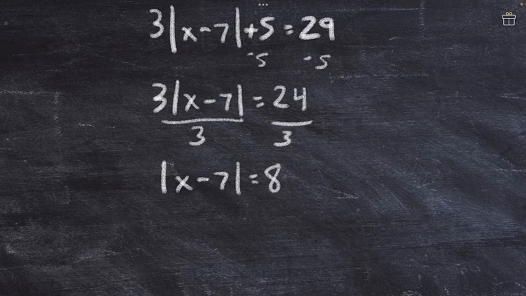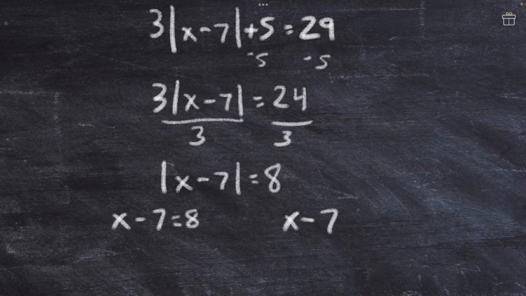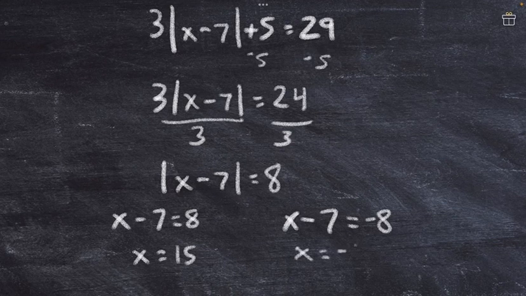So the absolute value of x minus 7 is equal to 8. So we need to set up 2 equations. We have x minus 7 is equal to 8, but we also have x minus 7 is equal to negative 8. So we add 7 to both sides. On one side is going to give us 15. And on the other side, this is going to give us negative 8 plus 7 is equal to negative 1.